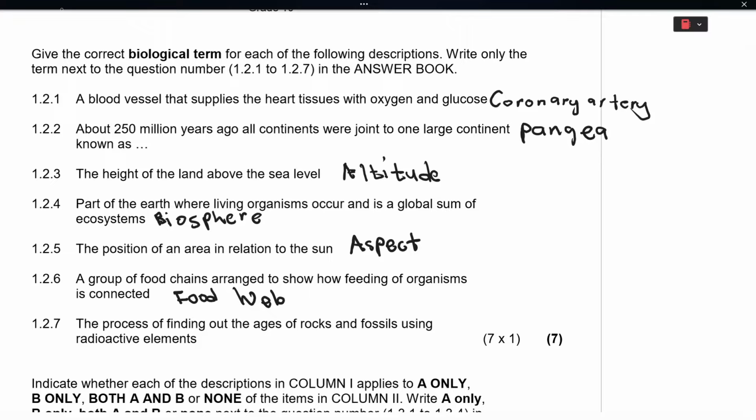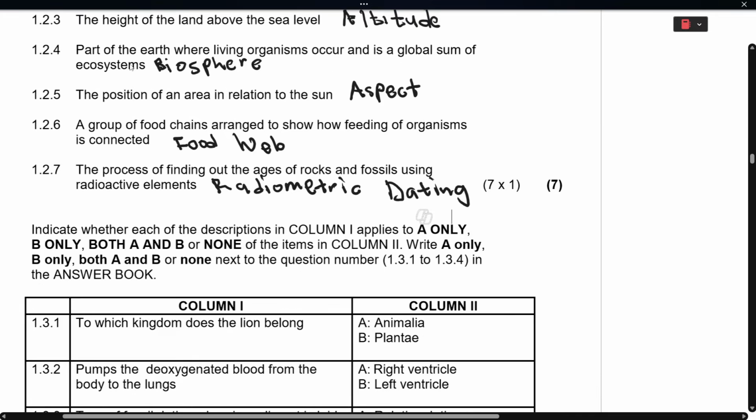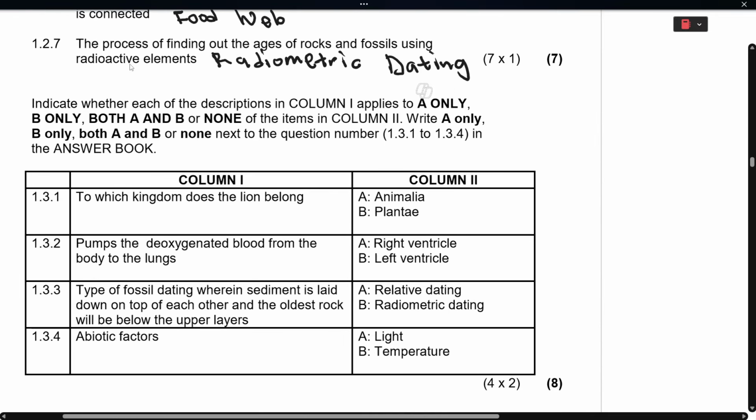We're moving to 1.2.7. It says the process of finding out the ages of rock and fossils using radioactive elements. So this one, you know, is radiometric dating. We are done with 1.2. We are moving to 1.3.1.